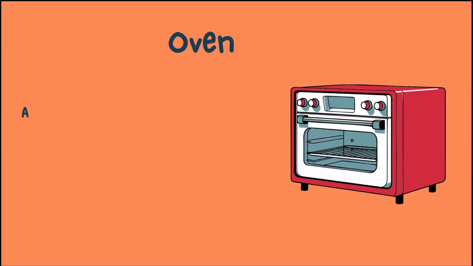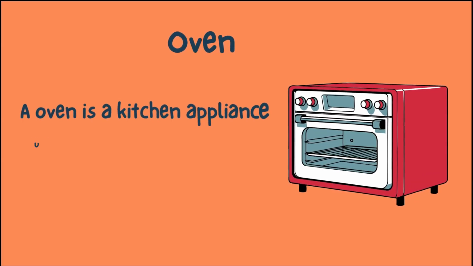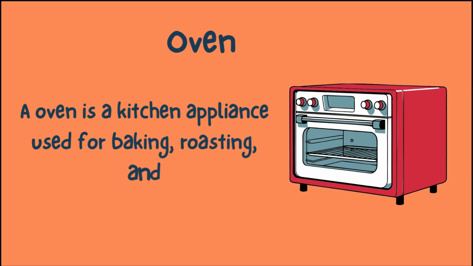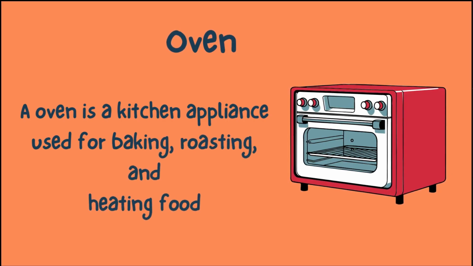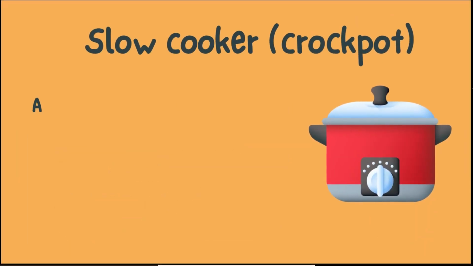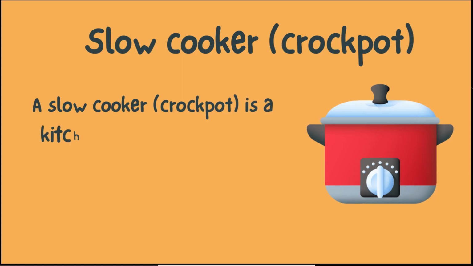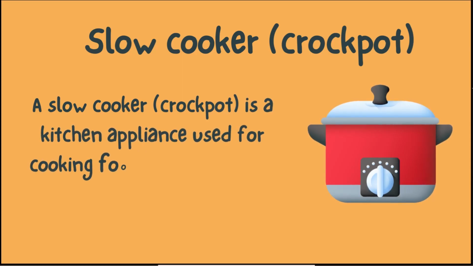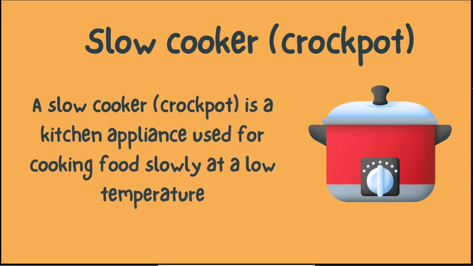Oven. An oven is a kitchen appliance used for baking, roasting, and heating food. Slow cooker. A slow cooker, crock pot, is a kitchen appliance used for cooking food slowly at a low temperature.